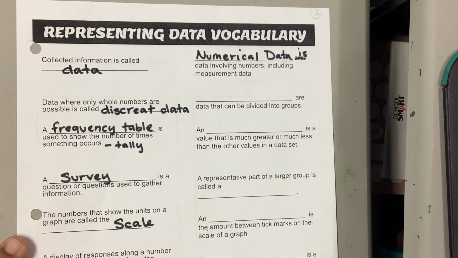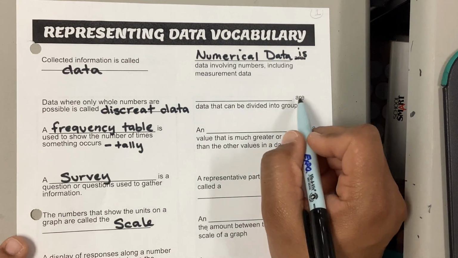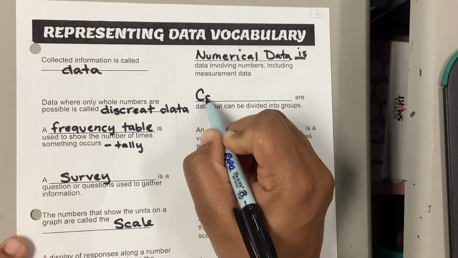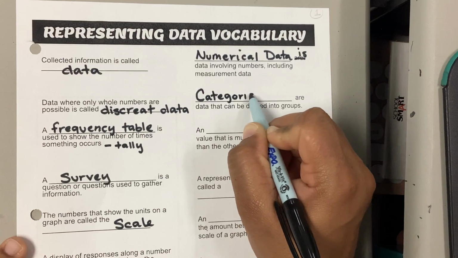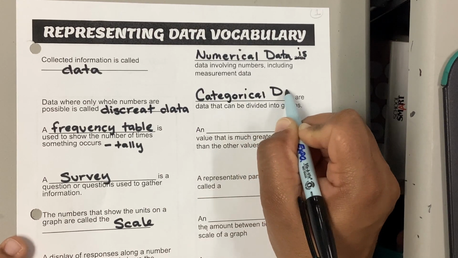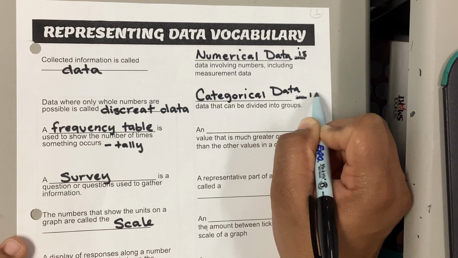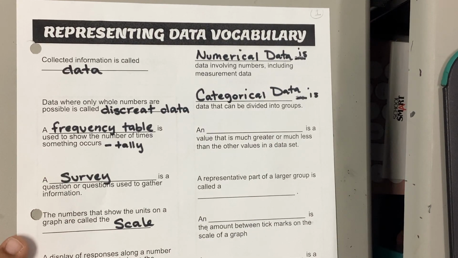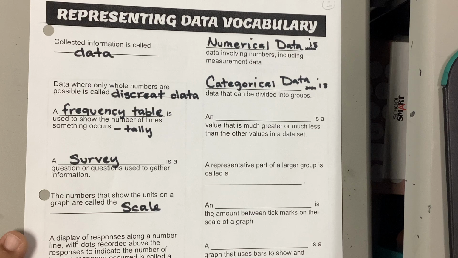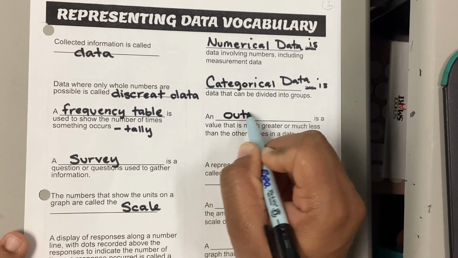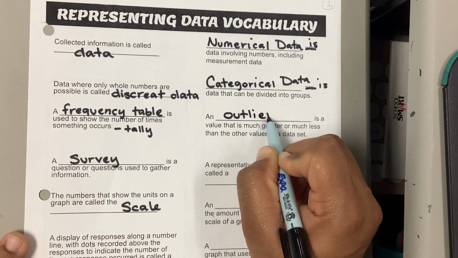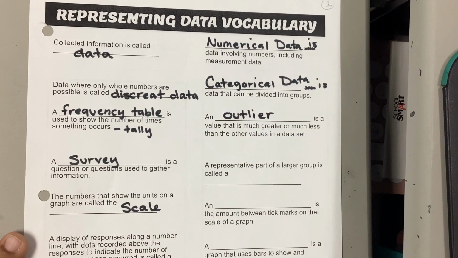Categorical data is data that can be divided into groups. An outlier is a value that is much greater or much less than the other values in the data set. So an outlier basically doesn't follow the pattern sometimes.